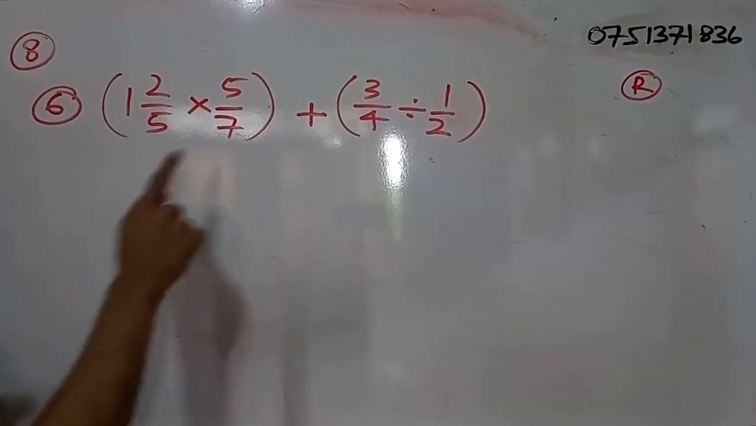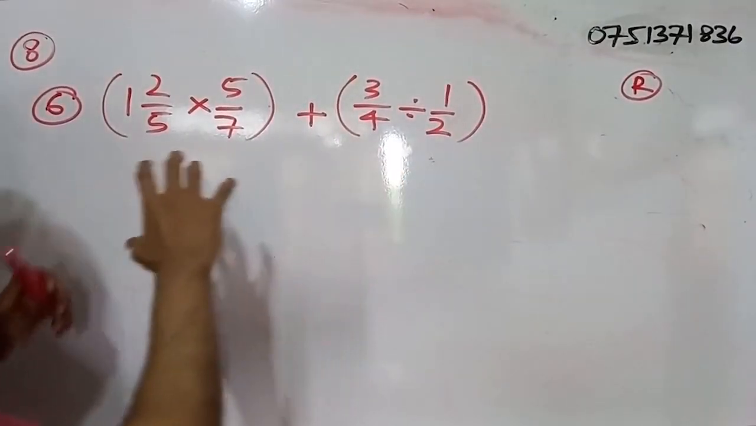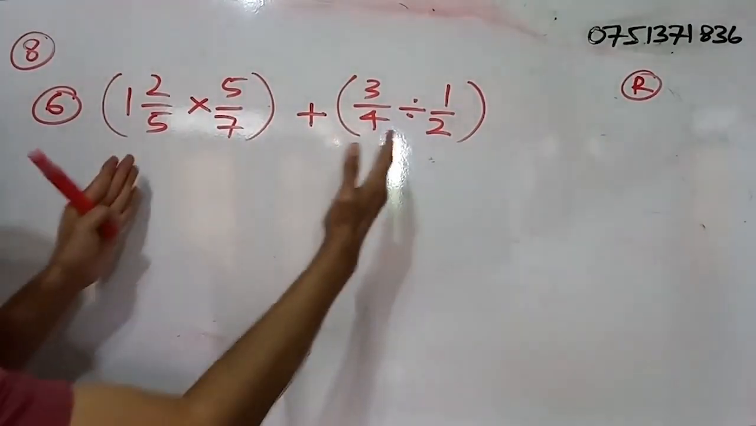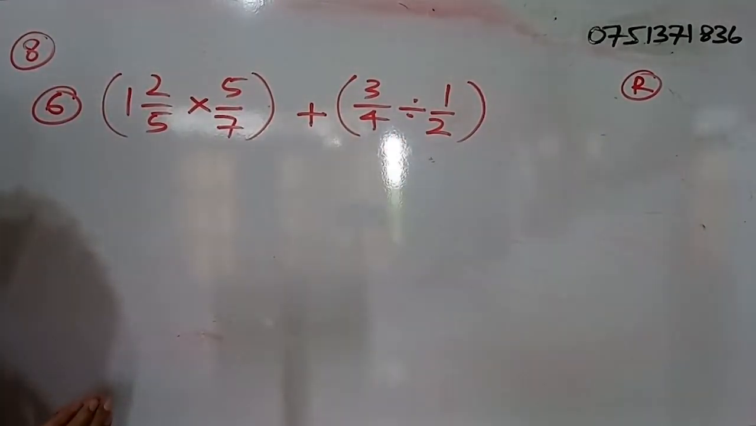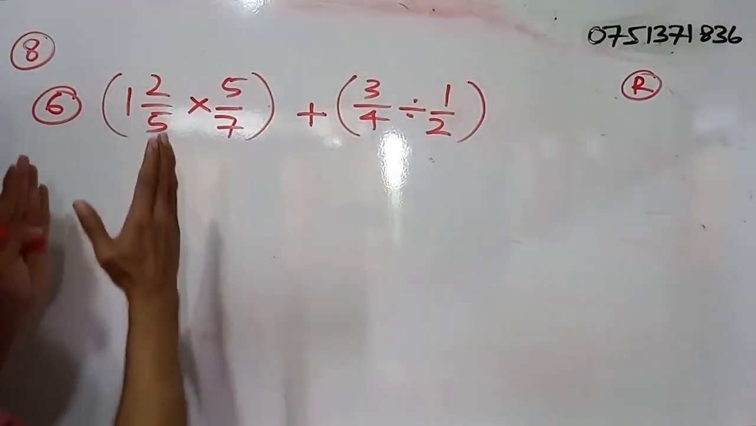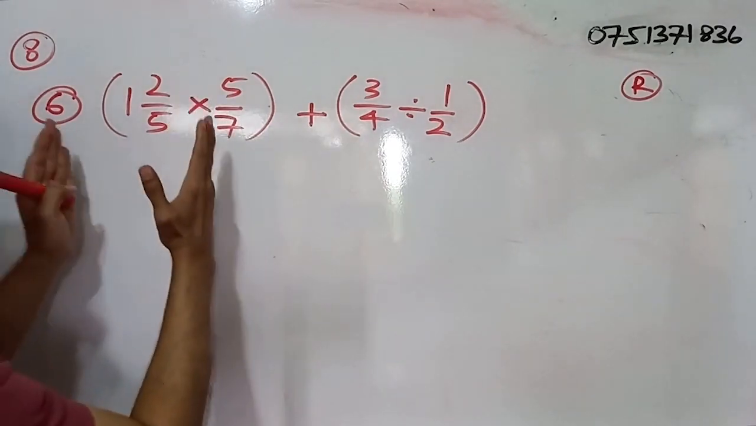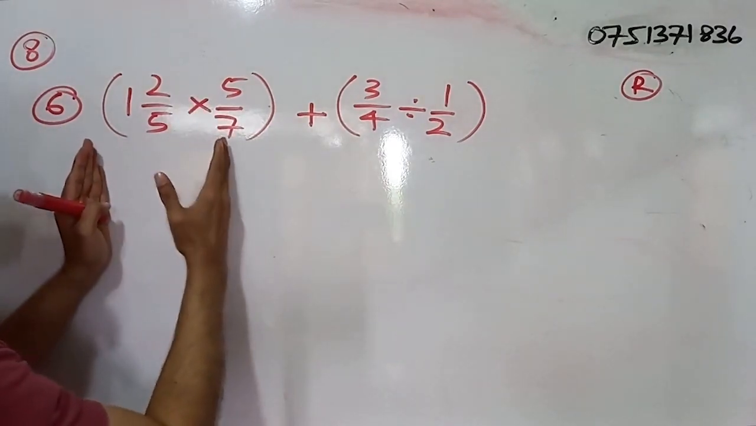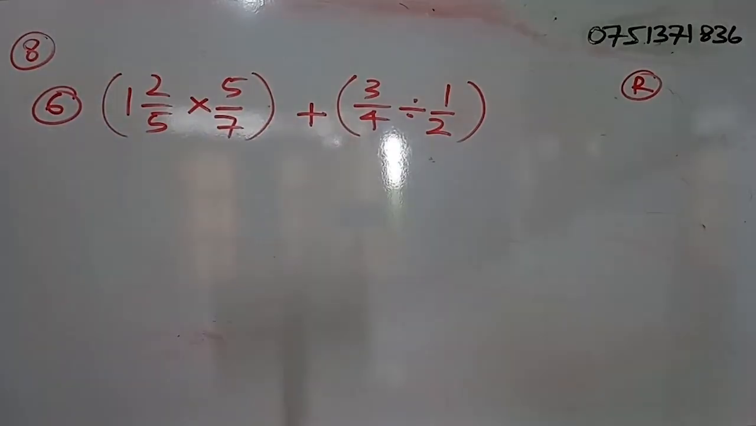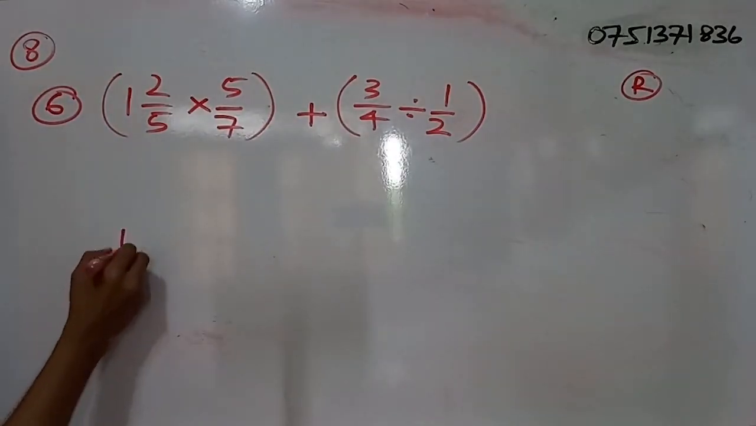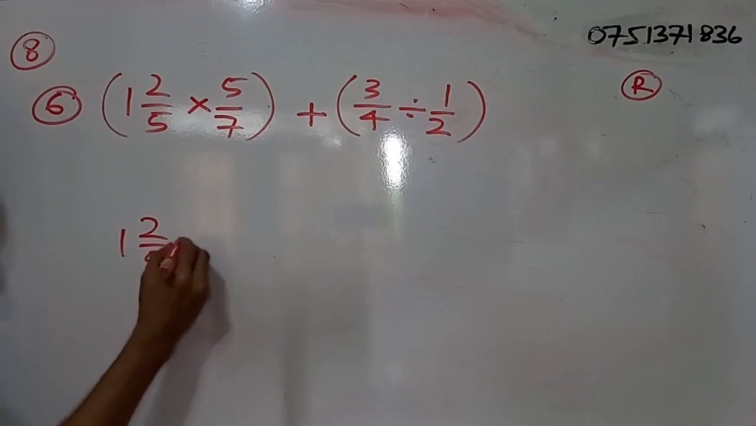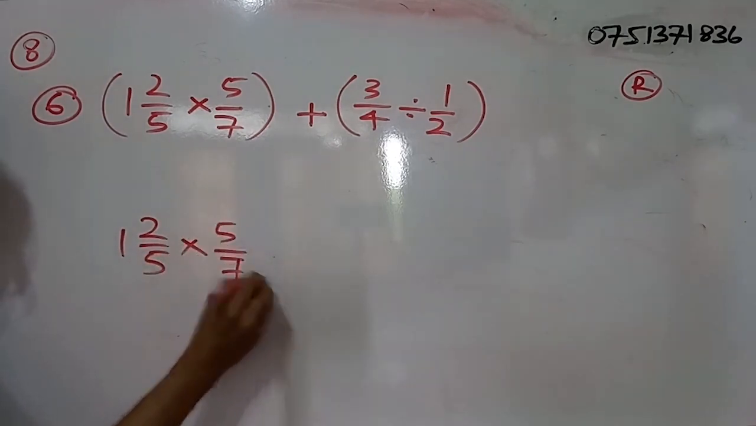Right. So these are two brackets now. So using the BODMAS theory, simultaneously we can do the simplification. But we will do it one by one. First of all, we will simplify this bracket, then we will go to this bracket. Right. So here we have what? 1 and 2 by 5. We have to multiply that by 5 by 7.